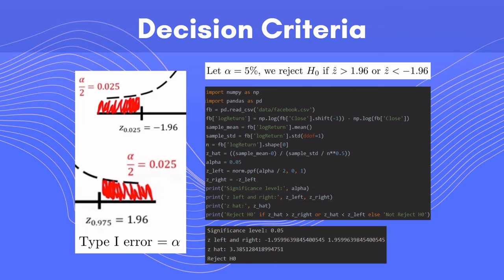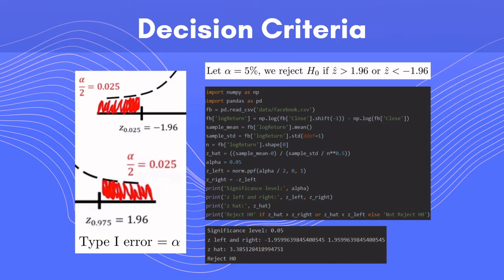We use what we have covered in the last video to find z left and z right, which are -1.96 and 1.96 respectively. These two, indicated in red, are called rejection regions. If statistic z hat falls into the rejection region, we can conclude that the statistic is far away from 0 significantly, and thus we should reject the null.